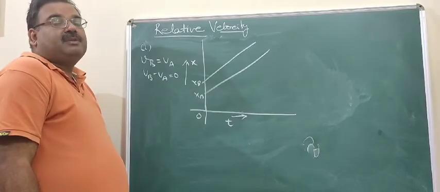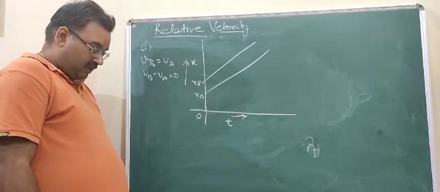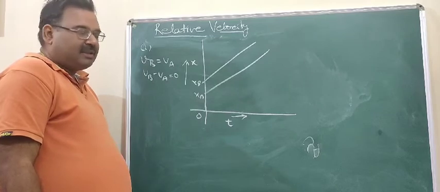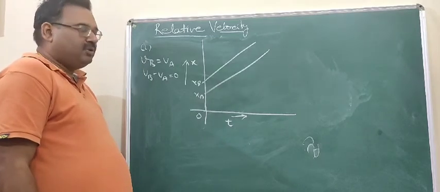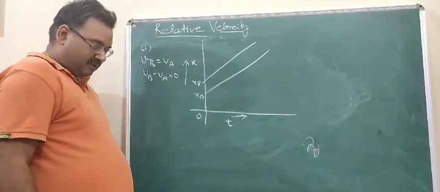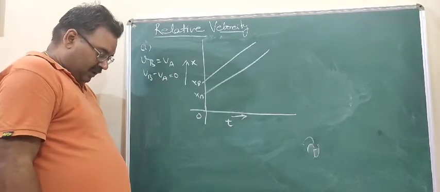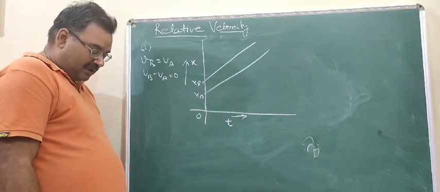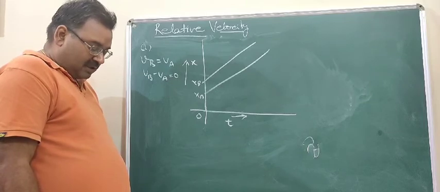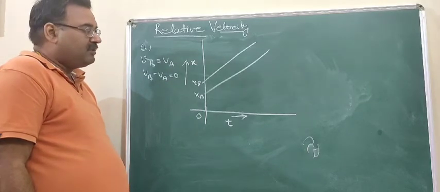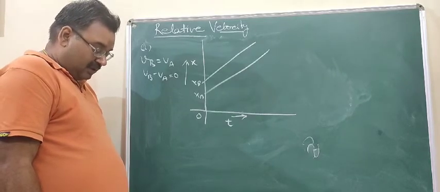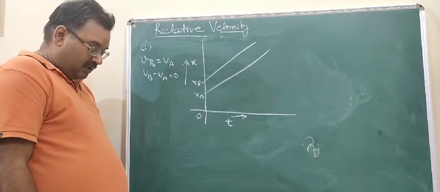Now we consider some special cases. For the first one, अगर a और b की velocity same है, if both have the same velocity, then we have v_B minus v_A equal to 0. तो v_B minus v_A क्या हो जाएगा? 0 हो जाएगा if they were the same velocity. ठीक है? So if two objects are moving in the same direction with the same speed, they will stay at a constant distance from each other.